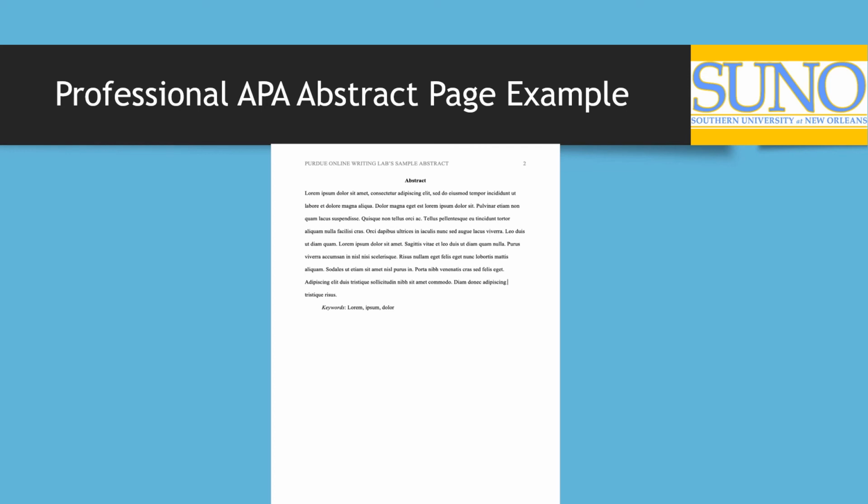Note that the word abstract is centered and bolded at the very top of the page, and everything is double spaced. It is left aligned, and as I mentioned previously, in an abstract, you do not indent. Note that the abstract is meant to be brief and concise. It should be no more than 200 to 250 words in length. And also note that the keywords are located right underneath the abstract.